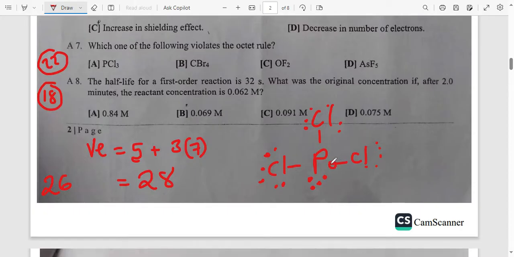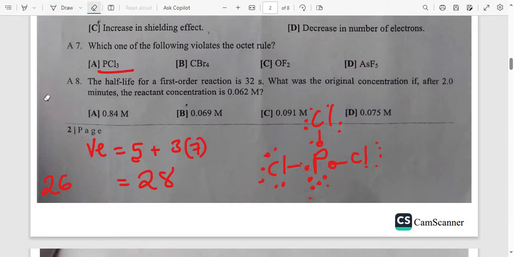2 electrons here, 2 there, 2 here. So 2, 4, 6, 8, 10. You can see that phosphorus has got more than enough electrons. It has got actually 10 electrons in the outermost shell. So it has violated octet.